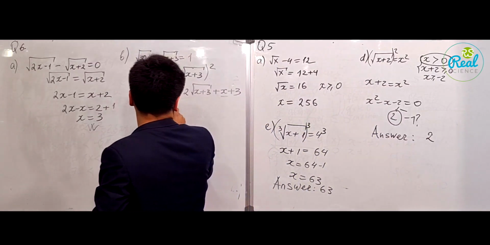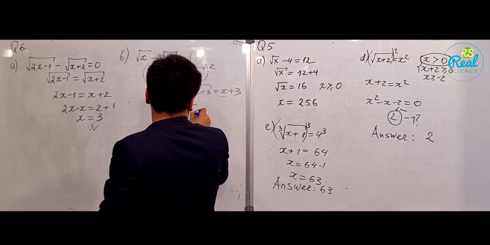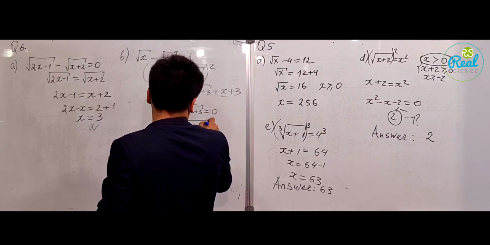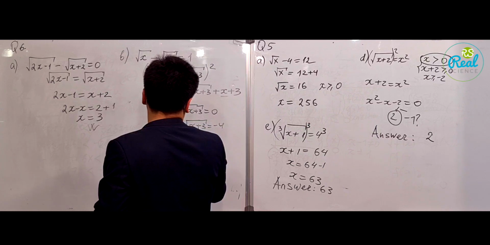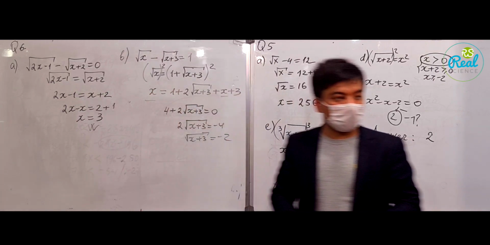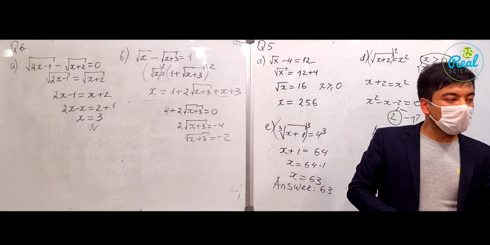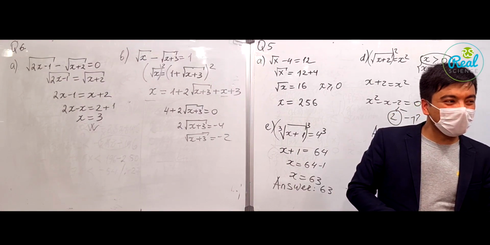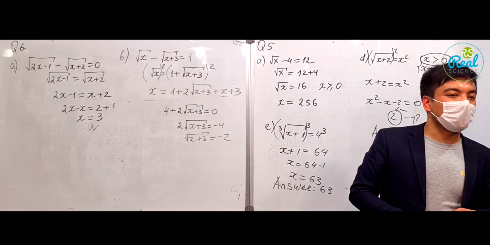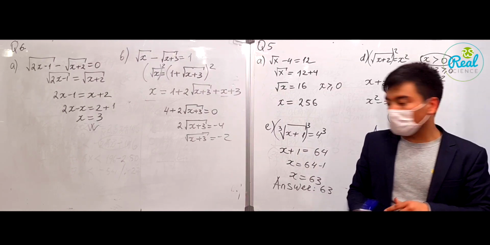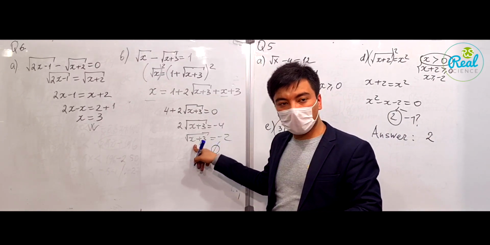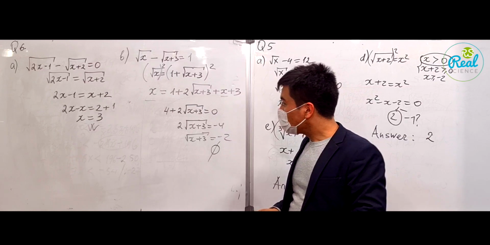And 4 plus 2, x plus 3 equals 0. Minus 4, yeah, minus 2. Sorry, mister? Quite loud, please. It cannot be solved. There is no solution. There is no solution. Because the answer of a square root cannot be negative. That's why.